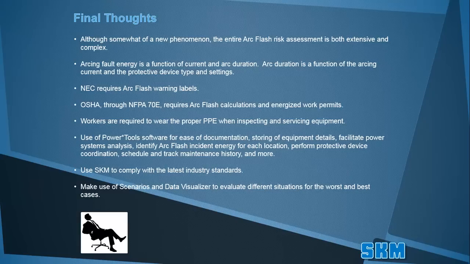Although somewhat of a new phenomenon, the entire Arc Flash risk assessment process is both extensive and complex. Arcing fault energy is a function of current and arc duration. Arc duration is a function of the arcing current and the protective device type and settings. NEC requires Arc Flash warning labels. OSHA, through NFPA 70E, requires Arc Flash calculations and energized work permits. Workers are required to wear the proper PPE when inspecting and servicing equipment.